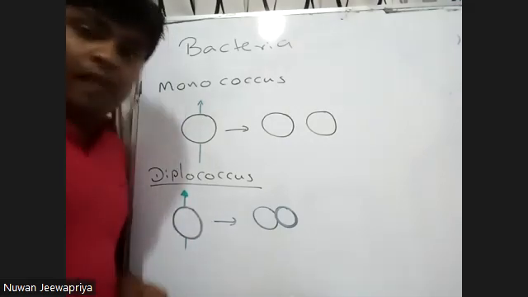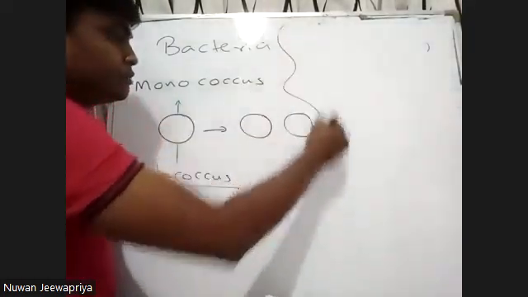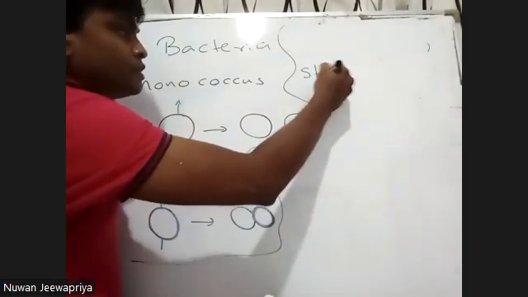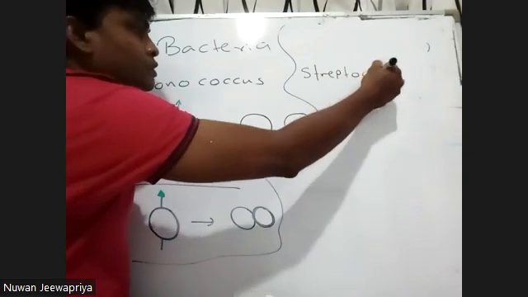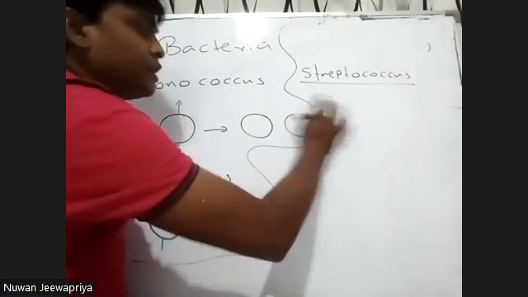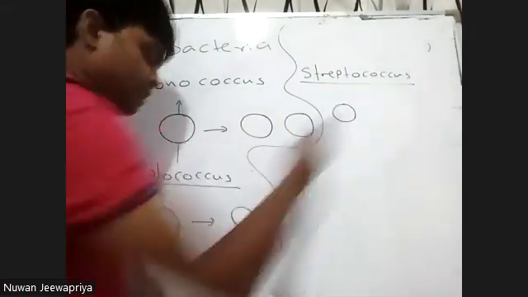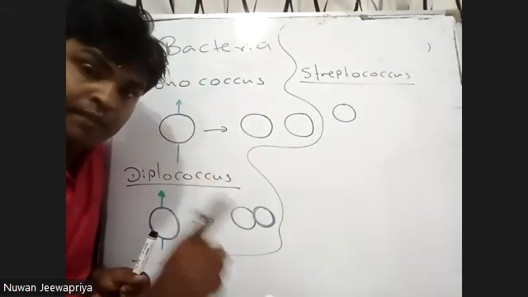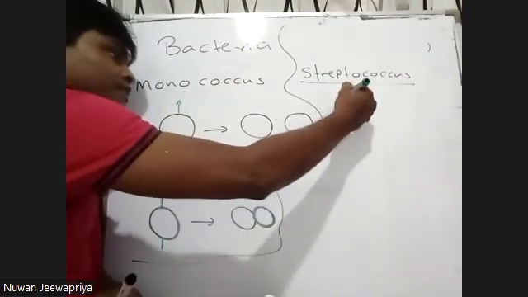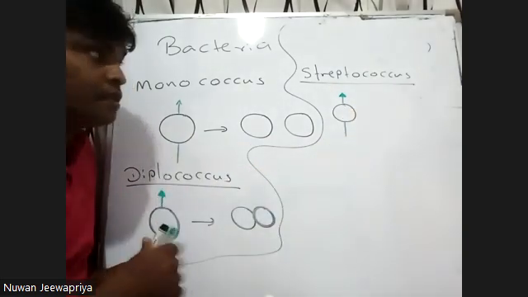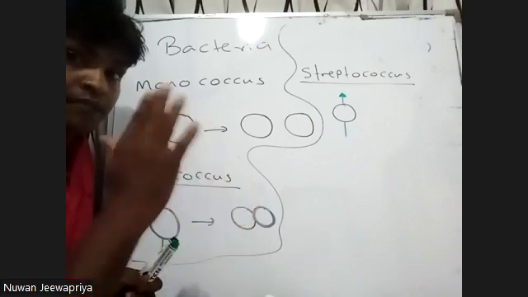Right. I will draw the streptococcus example here. So this is monococcus and diplococcus, right? I will draw the streptococcus here. Streptococcus. In this streptococcus, what will happen? If this is the mother cell, in the streptococcus also the cell division takes place in one plane only. Imagine this is the plane. The cell division takes place in one plane only.